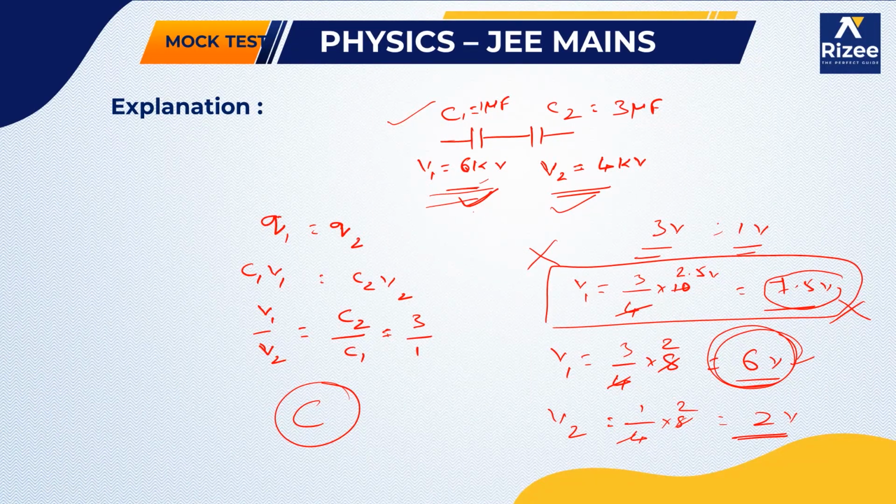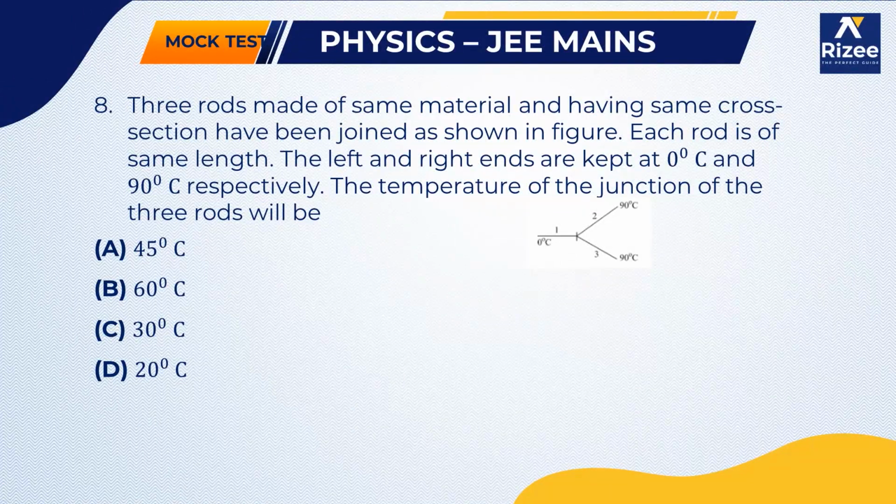If we apply the 10 volts, 7.5 volts can be dropped across the first capacitor. 7.5 is exceeding the maximum limit of the first capacitor, so we cannot go for option D. So for the given maximum conditions, C is the satisfying situation. Now let's go to the 8th question.